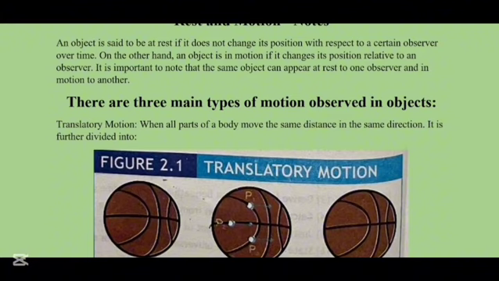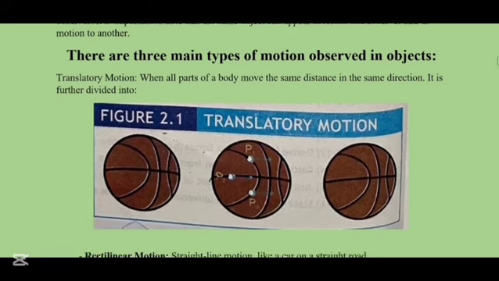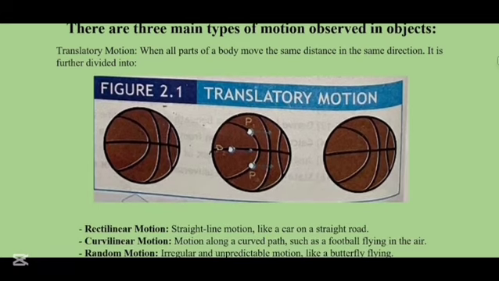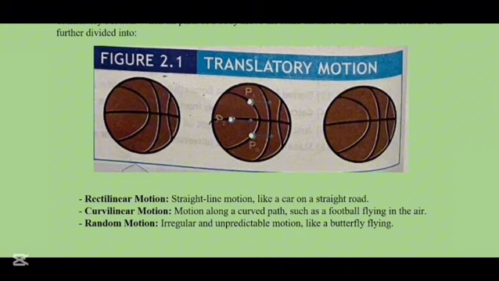The first is translatory motion, when all parts of a body move the same distance in the same direction. It is further divided into rectilinear, curvilinear and random motion. As you can see in this image, figure 2.1, translatory motion has been shown. There are 3 points on this basketball, and when the basketball is moving, all the 3 points also move the same equal distance.